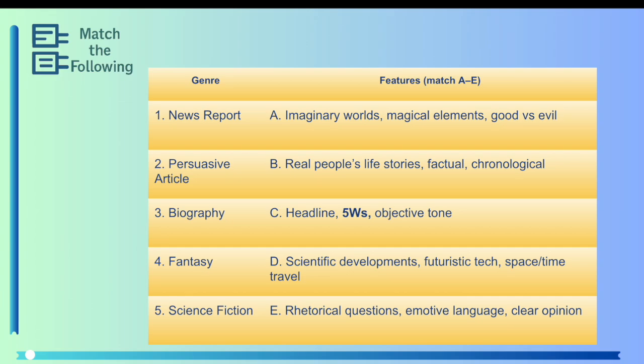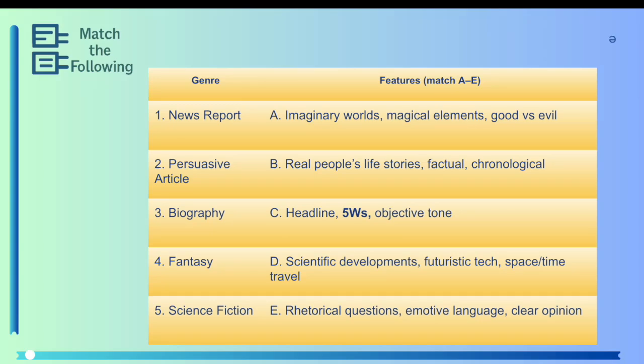So second one, persuasive article is about rhetorical questions, emotive language, and clear opinion. A biography has real people's life stories. It's factual, chronological. A fantasy is about imaginary worlds, magical elements, and good versus evil. Science fiction is about scientific developments, futuristic tech, space, time travel as well. And you could do the same about any different genre you can identify in different extracts.